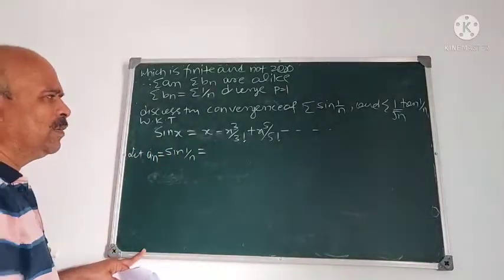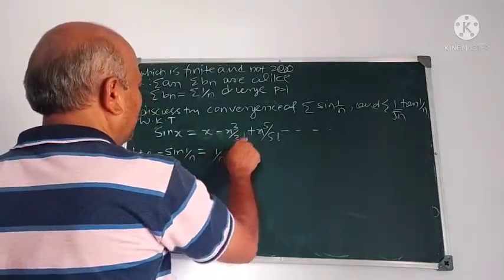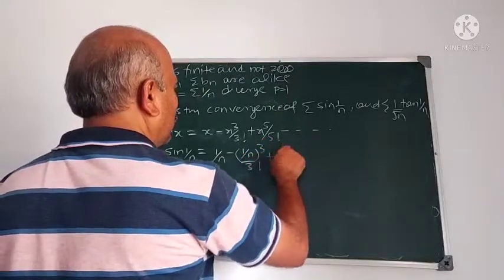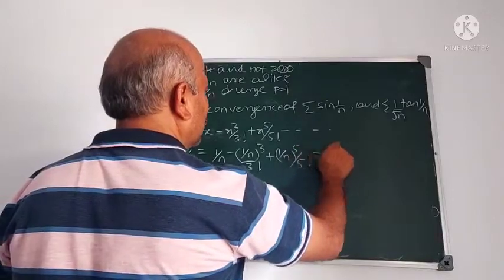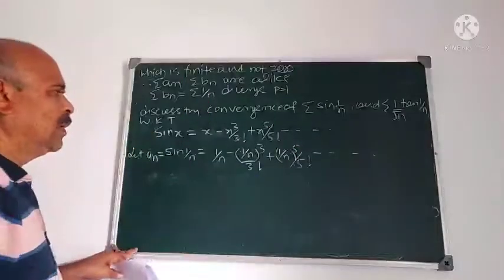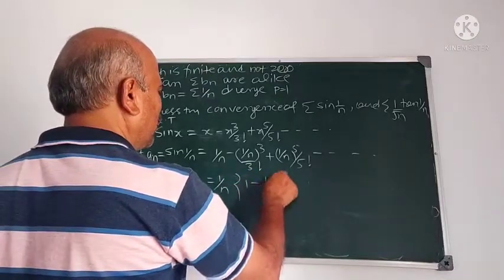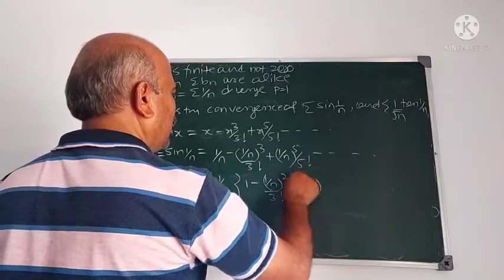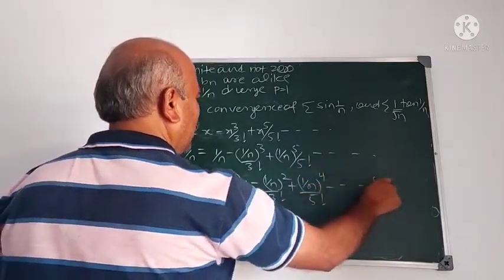Nth term is sin 1 upon n. I write that as an. Sin 1 upon n is 1 upon n minus 1 upon n cube by 3 factorial plus 1 upon n raised to 5 by 5 factorial plus so on. Therefore, it is 1 upon n into 1 minus 1 upon n square by 3 factorial plus 1 upon n raised to 4 by 5 factorial and so on.